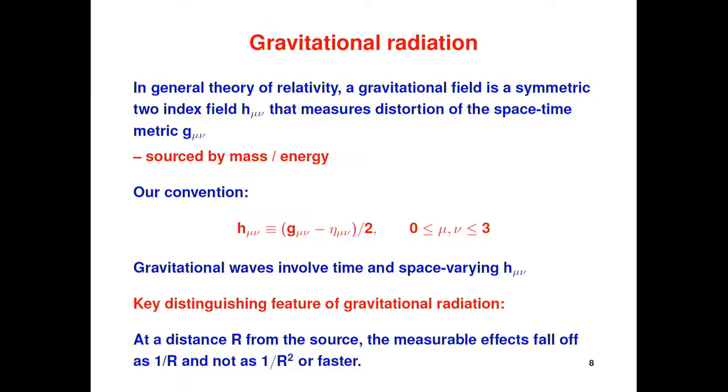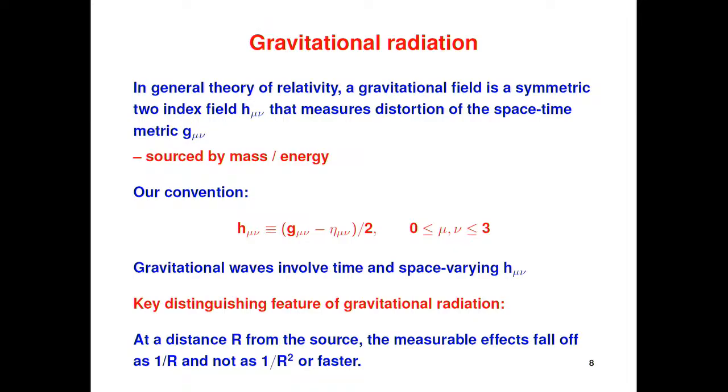So, all measurable effects for a static electric field fall off as 1 over r square or faster. For example, the effect of a dipole will fall off as 1 over r cube. But radiation is different in the sense that at distance r from the source, the measurable effects fall off as 1 over r. And this is the reason why, if you are sufficiently far away from a source, the only part that you feel is the radiation.